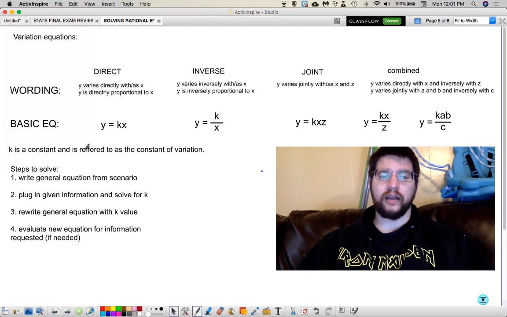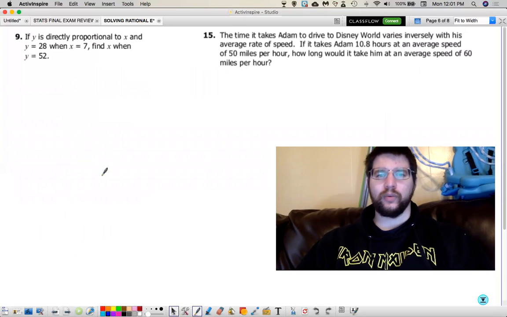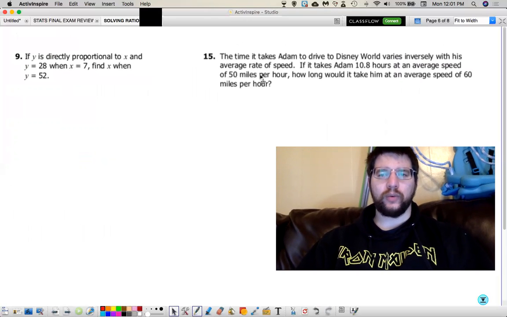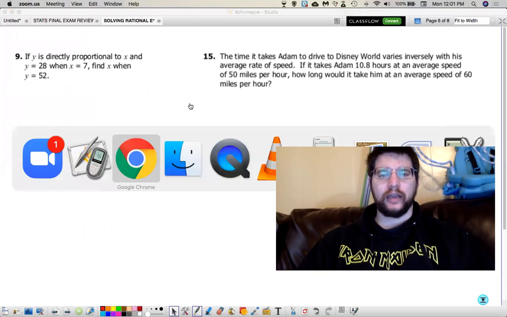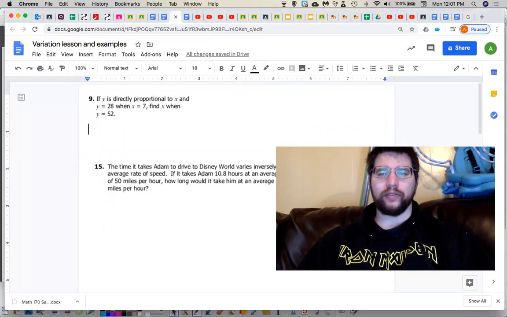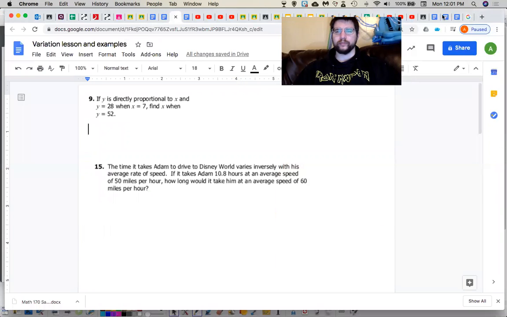Sometimes they just want the equation. A lot of times, though, they're going to ask you to find a particular value given some condition. So we're going to look at these 2 examples. A lot of times they're word problems. So I'm going to do 1 word problem and 1 non-word problem in this lesson video. Again, we're going to be using Google Docs since there's no graphing. Let me move myself out of the way here. Okay.